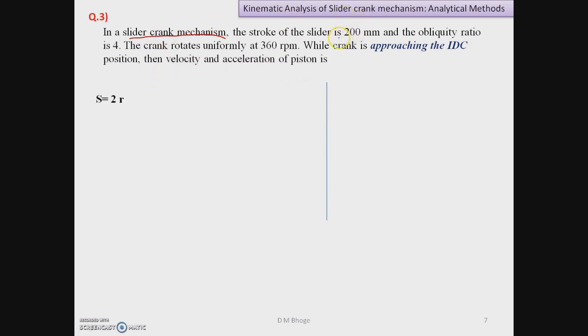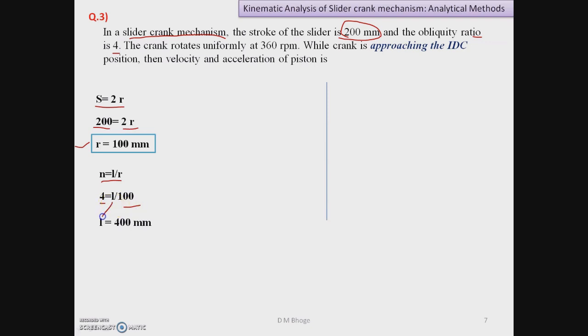The stroke of the slider is given as 200 millimeters. So from this stroke we can determine the crank radius using this equation, s equals twice r. So stroke is 200, which equals 2 times the crank length. So crank length is 100 millimeters. Next, obliquity ratio is 4. So n equals L by R, which equals 4. We have determined R, which is 100. So from this we get the value of L, which equals 400 millimeters, length of the connecting rod.